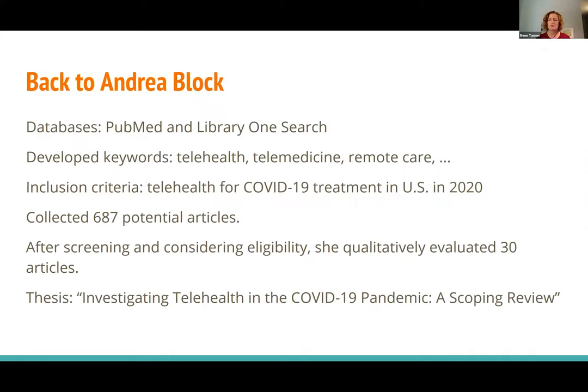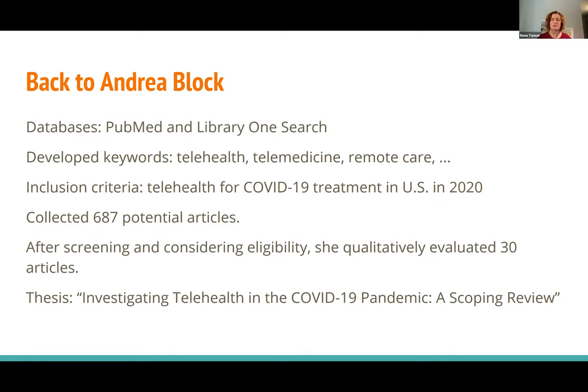So back to my student, Andrea Block. She decided on PubMed and the Library OneSearch as her databases that she would look at. She developed her keywords, which were all related to telehealth, and they were in the United States, and how it applied specifically to COVID-19 treatment.